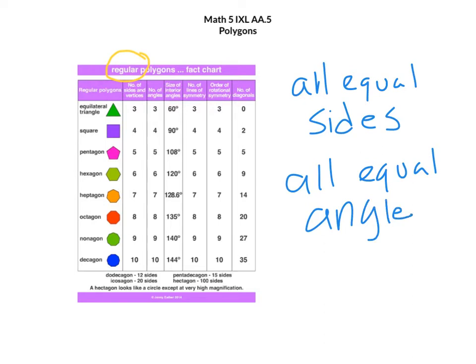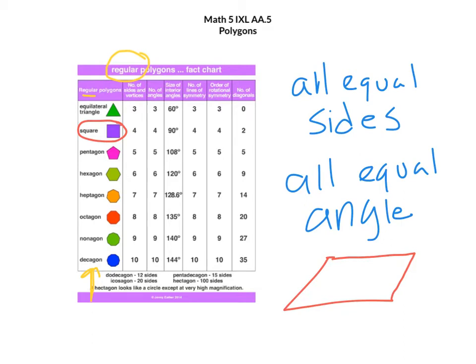But what I want you guys to realize is these titles don't necessarily mean they have to be a regular polygon. So you could have a four-sided figure, in this case a square. That is a polygon. But if you have a four-sided figure like this, that's still a polygon. This one has to connect. This one just happens to be a quadrilateral, quad meaning four sides.